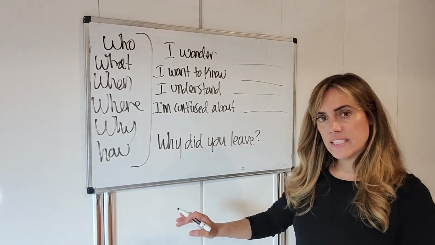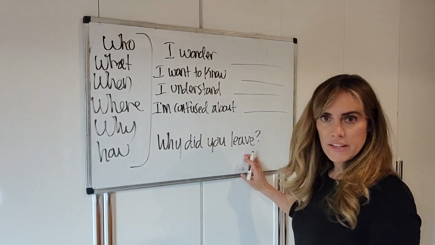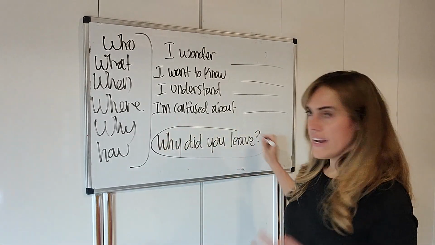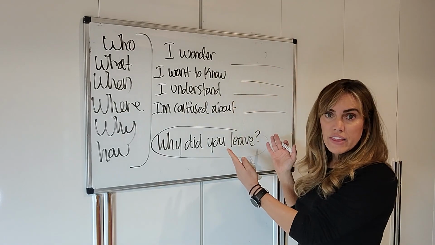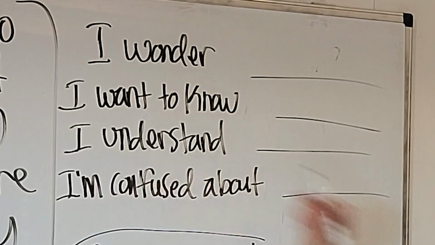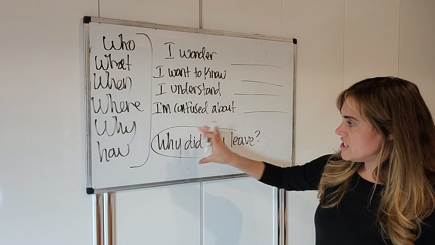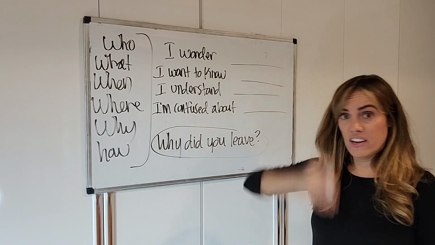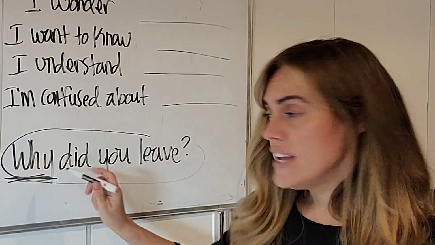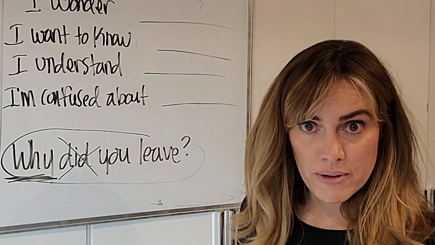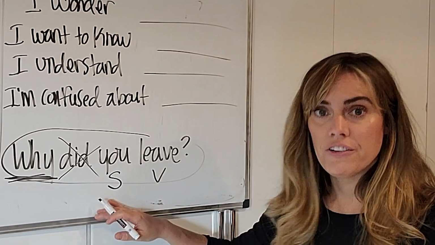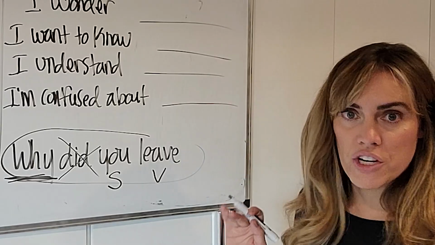So let's take a look at this question. Why did you leave? Here we have a regular old WH question. But we want to turn this into a noun clause and add it to the end of these sentences. I wonder. I want to know. I understand. I'm confused about. So I'm going to take this question, make it not a question by using just the question word, taking out the helping verb, using the subject and the verb only, and it has to be the subject first and then the verb. Take off the question mark.